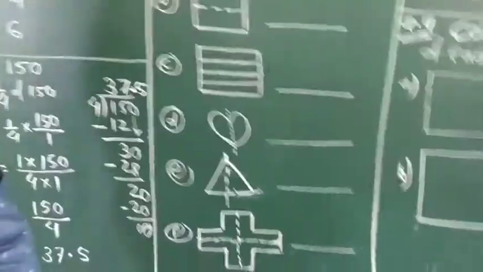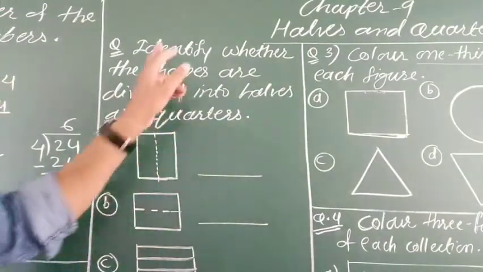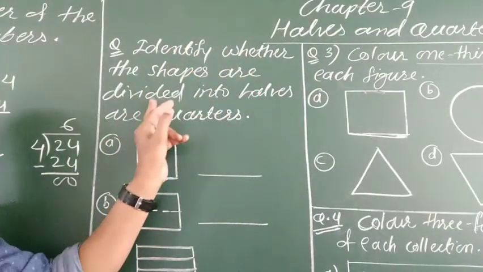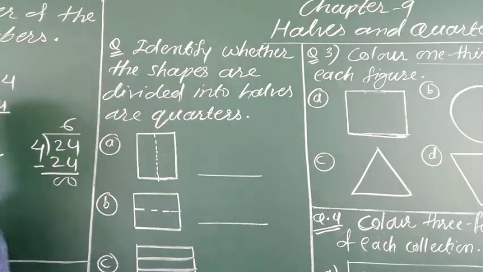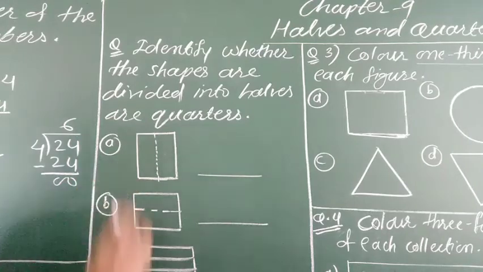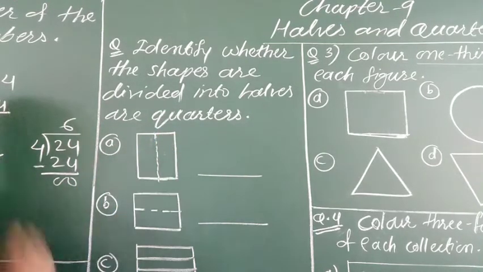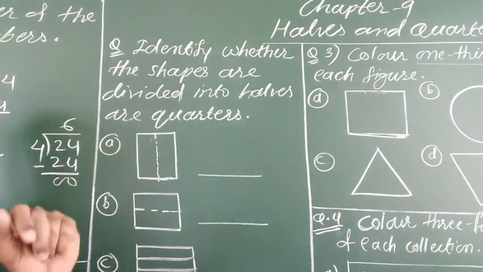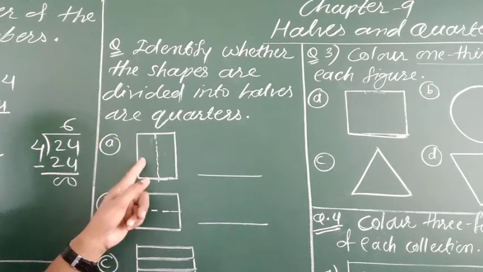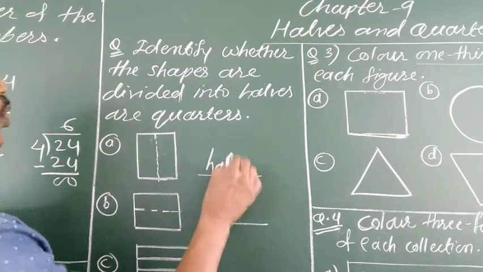Now question number 2. Here some shapes are given. Identify whether the shapes are divided into half or quarter. अब हमें यहाँ पे जो शेप दिया है बच्चों, शेप को देख के आपको आइडेंटिफाई करना है कि whether this shape is divided into half or quarter. So number A, this is a whole shape like this and now it is divided like this. So it is divided into how many parts? Two parts. This one part is half and this one part is half. So we can identify this shape is divided into half.